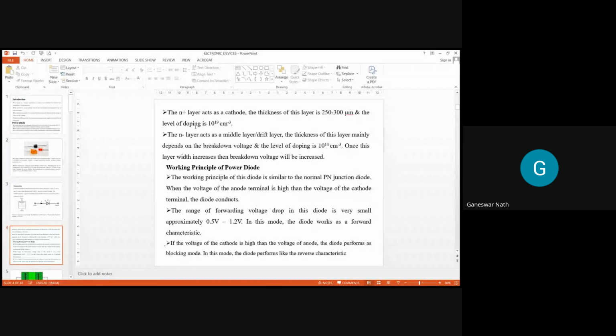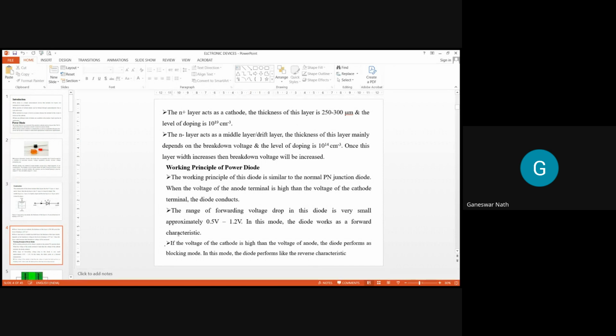And the n minus layer acts as a middle layer, or what is called the drift layer, which helps the electron concentration and hole concentration to move in both directions, depending upon the voltage applied at the two terminals. The thickness of this layer mainly depends on the breakdown voltage, and the doping level is found to be 10 to the power 14 per centimeter cube. Once the width of this layer increases, the breakdown voltage will also increase. So this is the construction detail of the power diode.